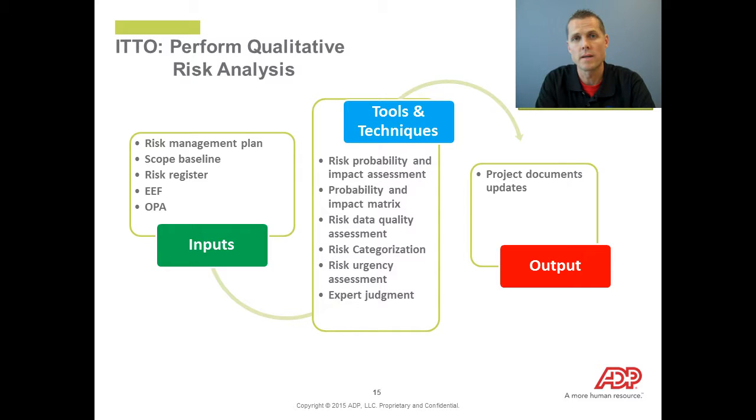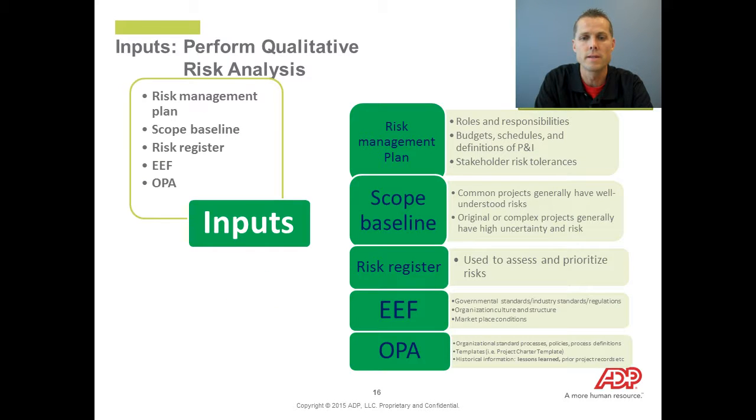So the third process in risk management is perform qualitative risk analysis. And this is where we're really getting into the meat of risk management. We've developed the plan, we've identified risks, now it's time to analyze those risks from a qualitative and forthcoming quantitative perspective. The inputs for this process, perform qualitative risk analysis, are the risk management plan, the scope baseline, the risk register, which, if you remember, is the output of the identify risk process, environmental factors, organizational process assets.